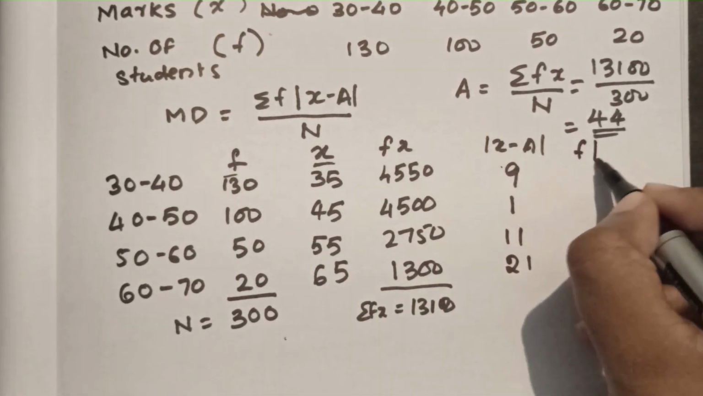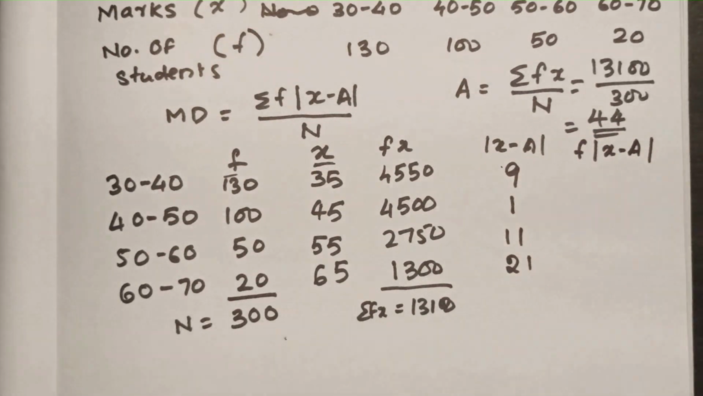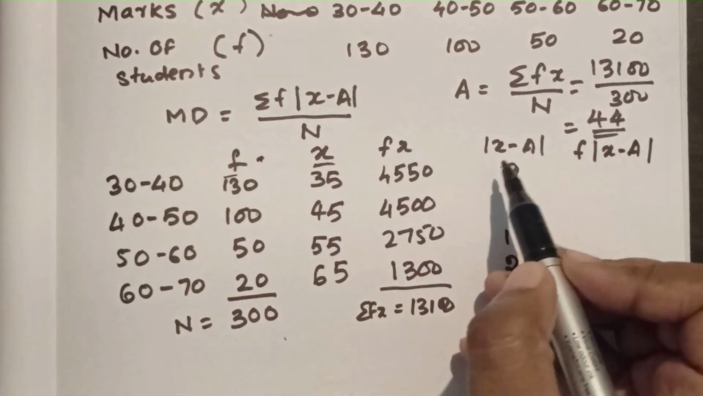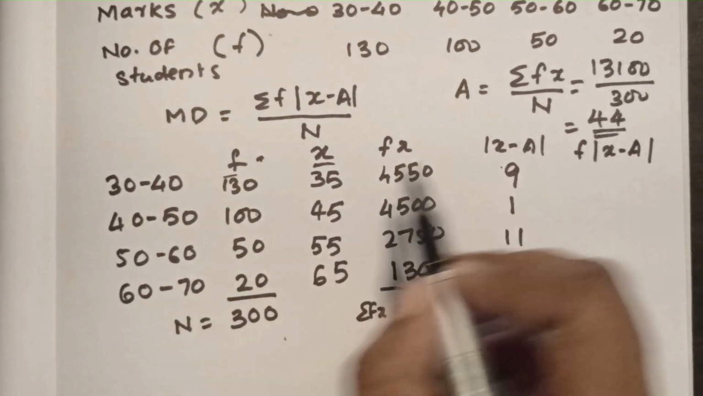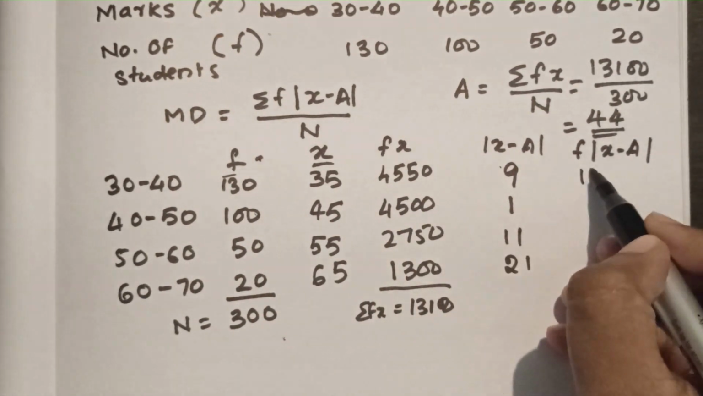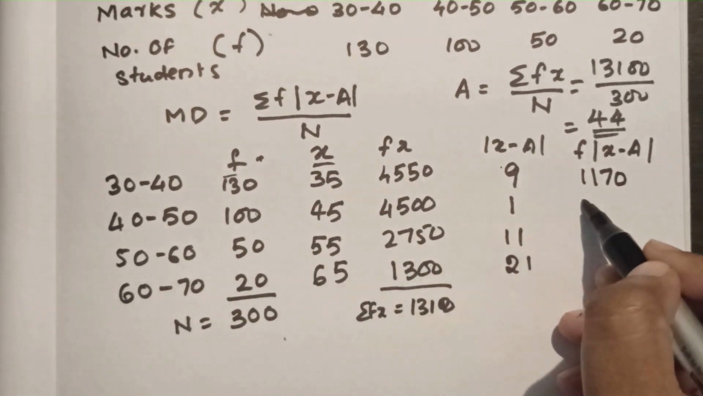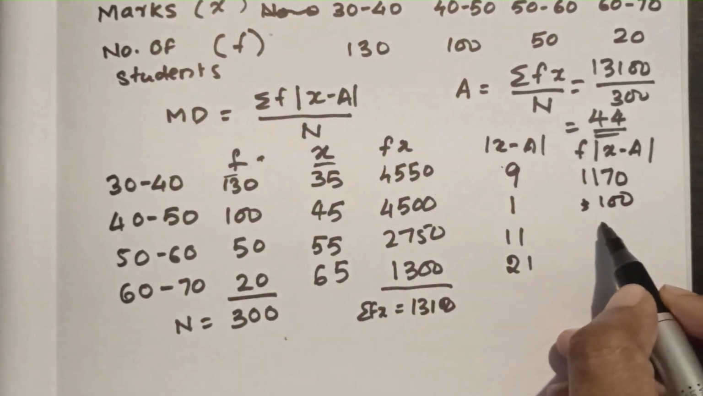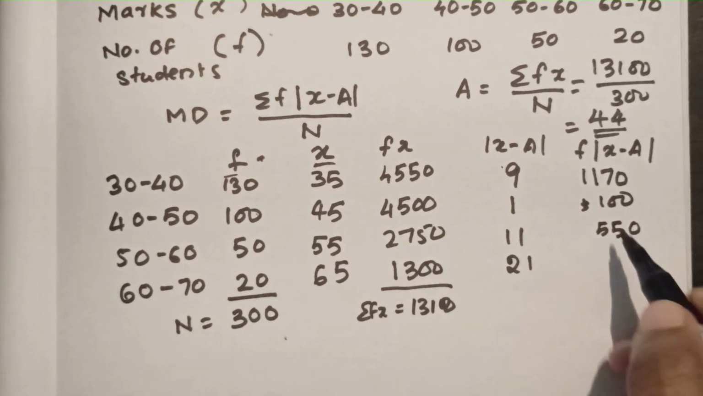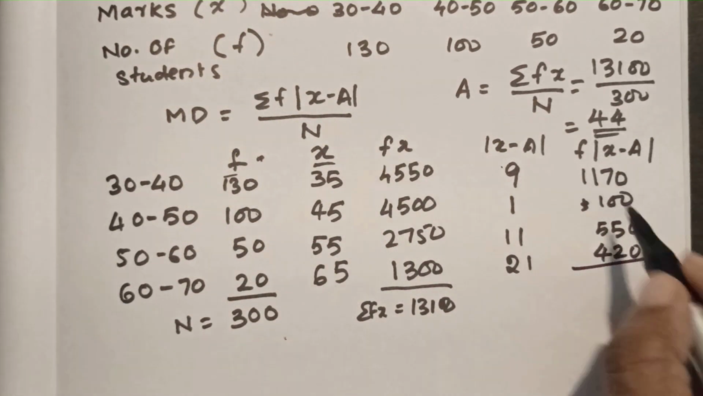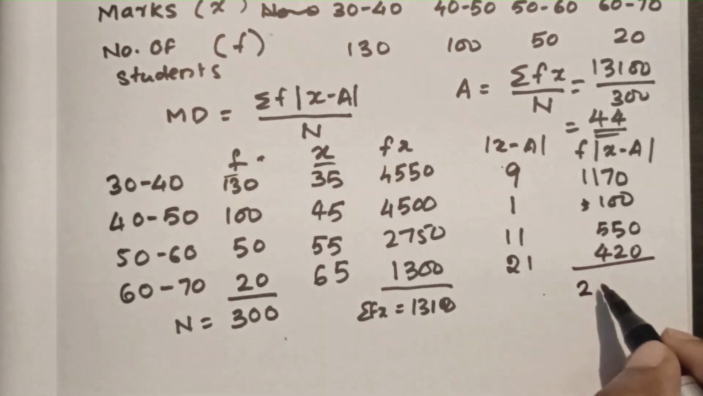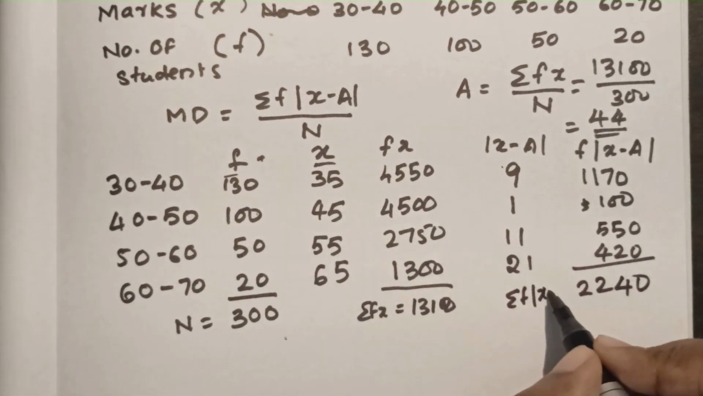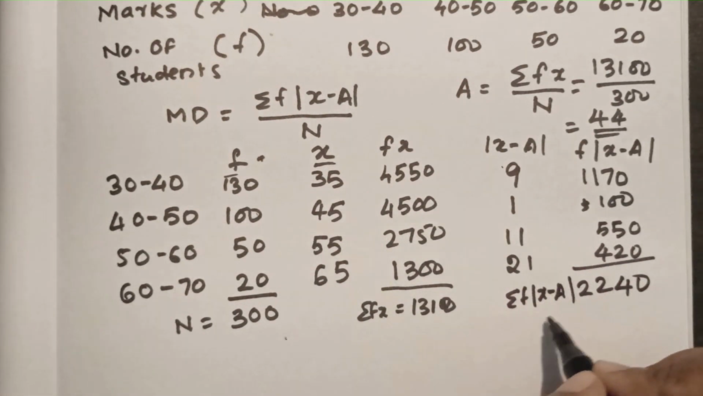Next we are going to find f into the absolute value of x minus a. Now we just have to multiply this f with the absolute value of x minus a. So 130 into 9 we are getting 1170 and 100 into 1 is 100 itself. Then 50 into 11 is 550. Then 20 into 21 is 420. Okay. Now we have to find the total of these values. That is 2240. This is the summation of f into the absolute value of x minus a.